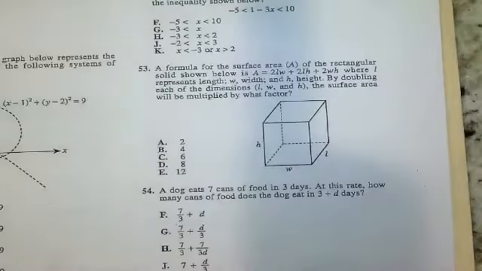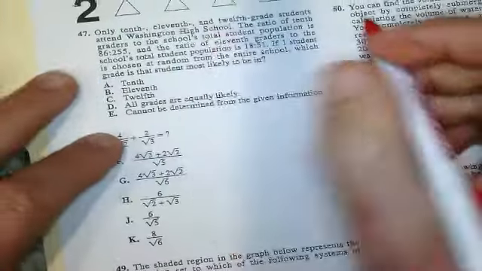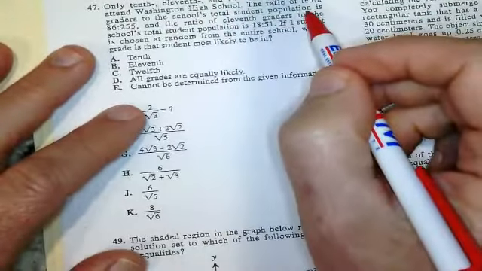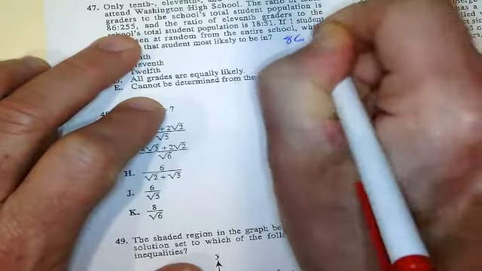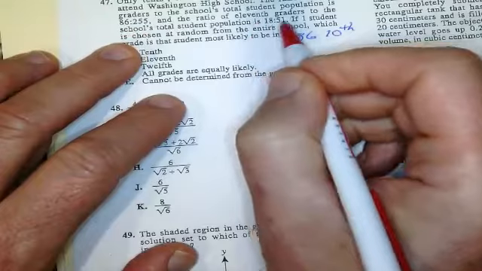Okay, number 47. Oh, this is a good one. This is a long one. All right, so 10th, 11th, and 12th graders at this school, the ratio of 10th graders is 86 out of 255, the total population. So there's 86 10th graders. It then says the ratio of 11th graders is 18 to 51.